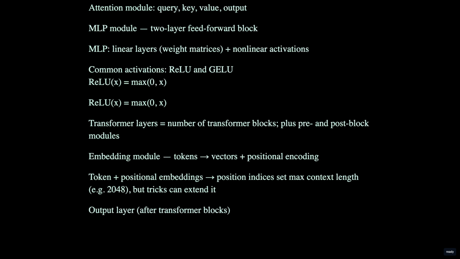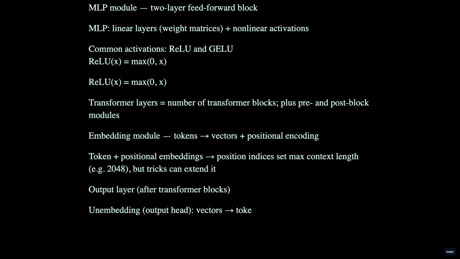The output layer converts the transformer's final hidden states into task-specific predictions. Common designs are a linear projection plus softmax for language modeling, or a pooled representation followed by a classifier for classification tasks. This separation lets the core model learn representations independently of the final task head.